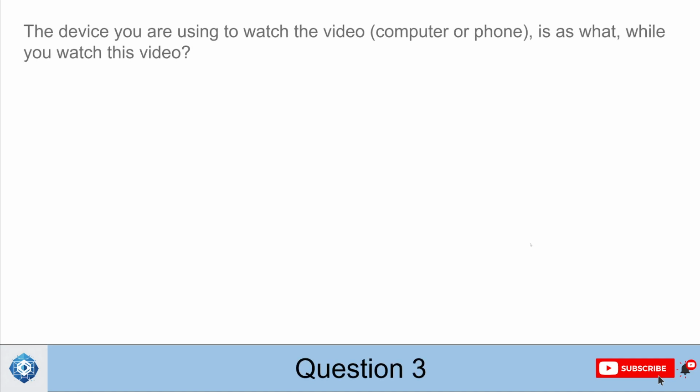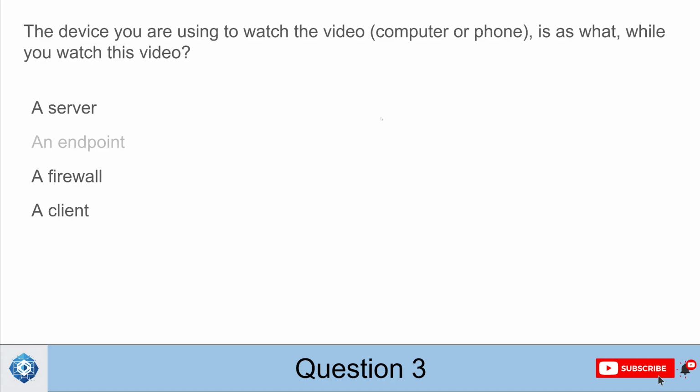Question 3 is, the device you were using to watch this YouTube video, whether it be a computer, a phone, maybe something else, acts as what while you are watching this video? So we have a server, an endpoint, a firewall, or a client. Using what we've seen across the last few questions, as well as in the last videos, this one should start to make a little bit more sense.